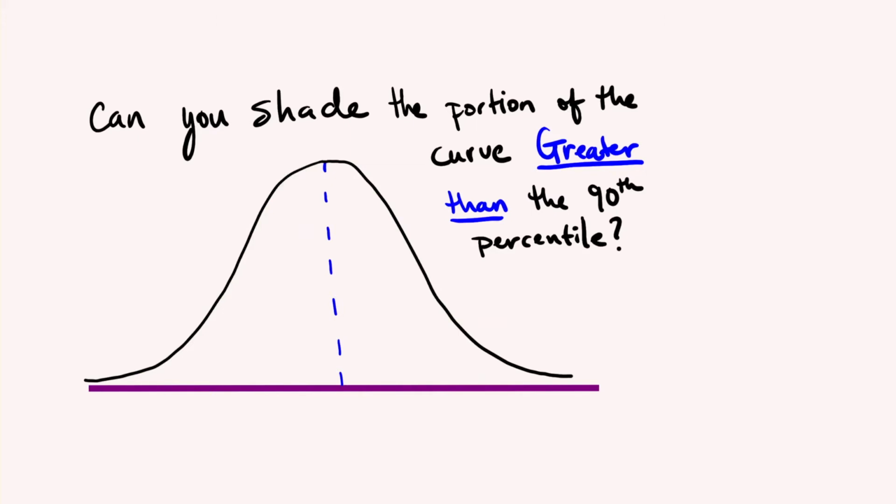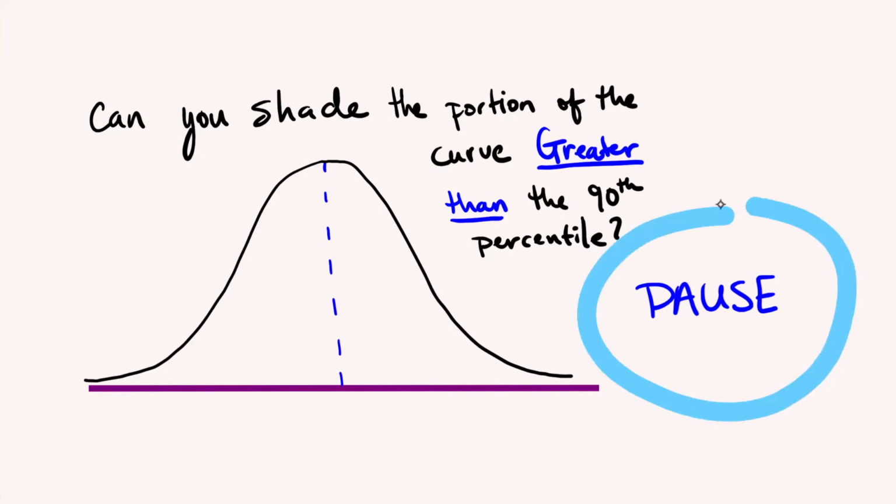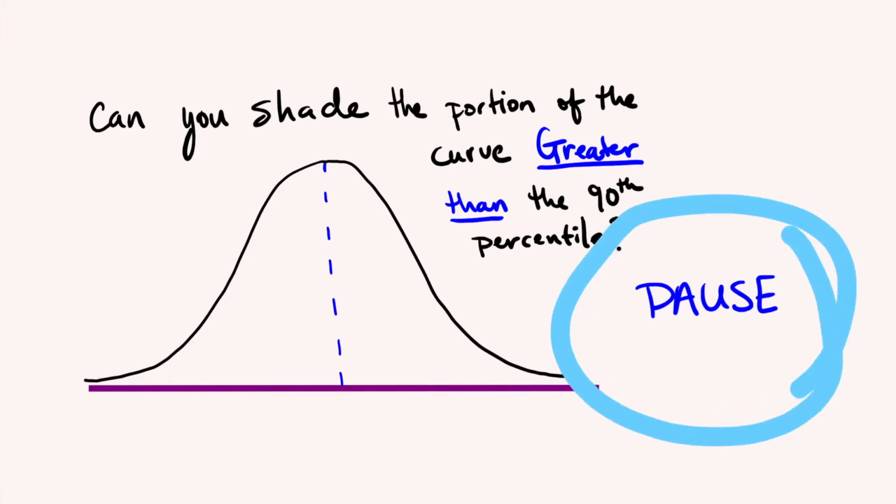So our next question is related to what we've just been working on. Can you shade the portion of the curve that represents values that are greater than the 90th percentile? Pause the video now and attempt this on your own. Unpause to check your work.